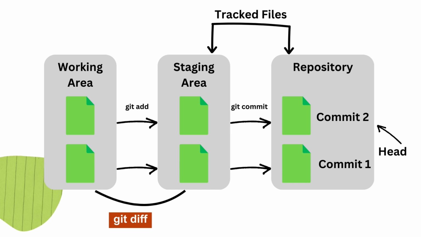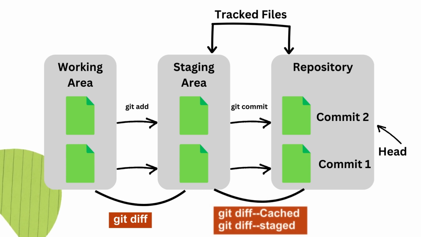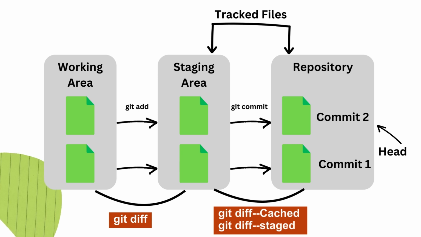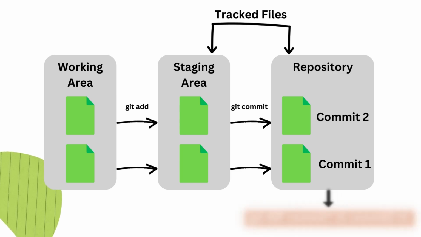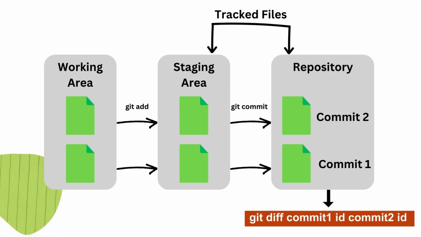And if you want to see the difference between the staging area and the HEAD, which is our latest commit, then we will use git diff --cached or git diff --staged. And if you want to see the difference between the working directory and the latest commit, which is HEAD, then we will use git diff HEAD. We can also see the difference between two different commits using git diff, and we can supply the hash code or the ID for the different commits. So let's see some practical examples to demonstrate this.